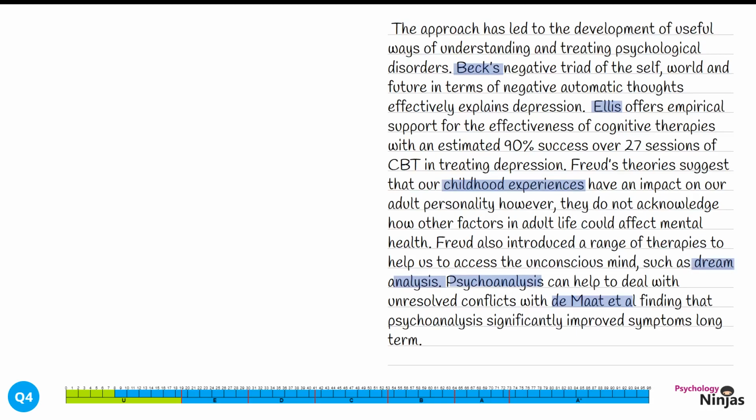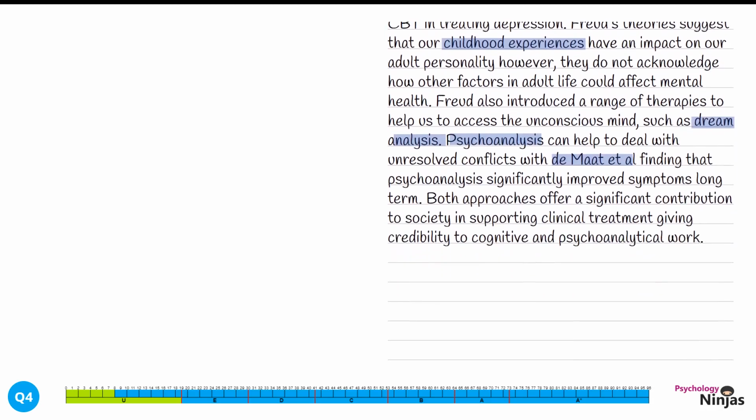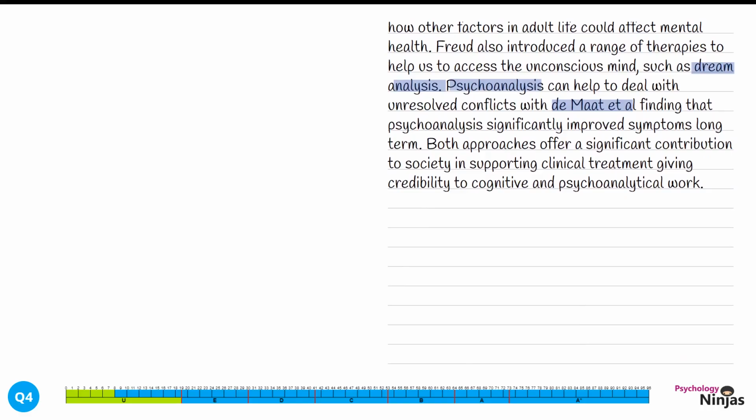It's time to come to a judgment once again. Both approaches offer a significant contribution to society in supporting clinical treatment, giving credibility to cognitive and psychoanalytical work. We've used our broader understanding of psychological terminology here to talk about credibility in terms of the validity of our applications using therapies from both approaches.